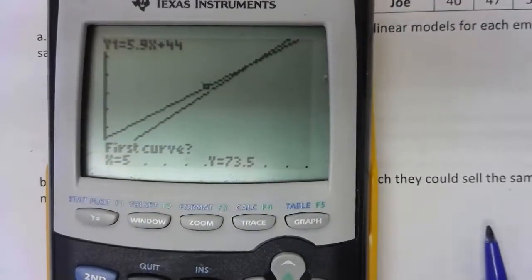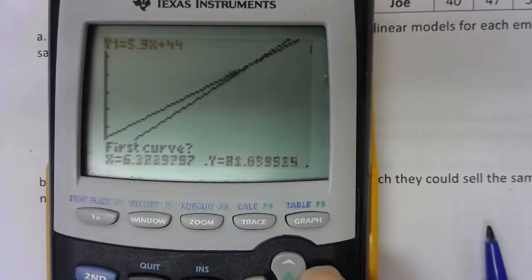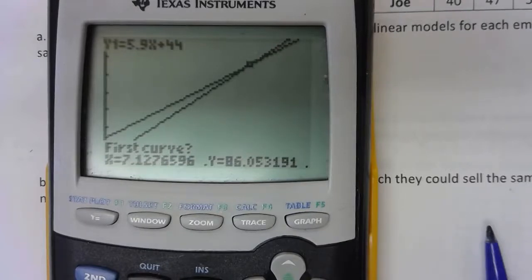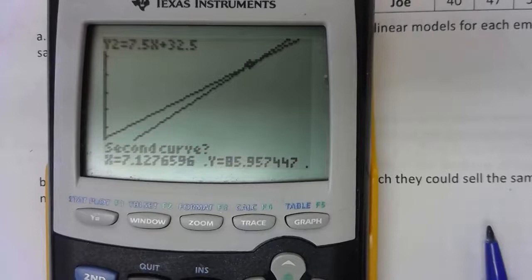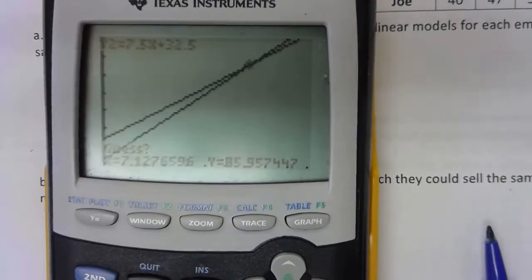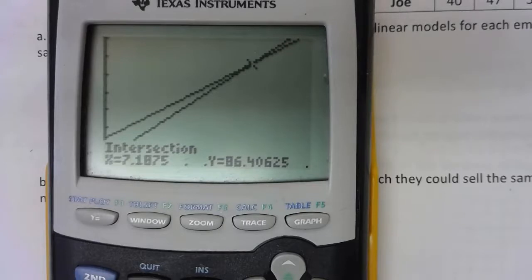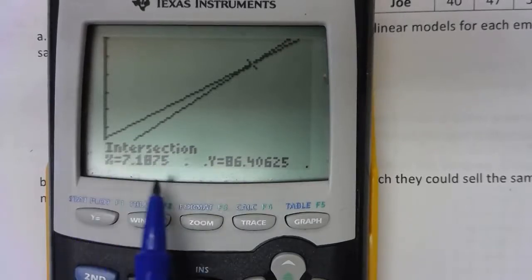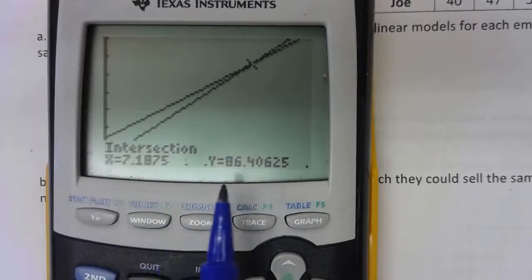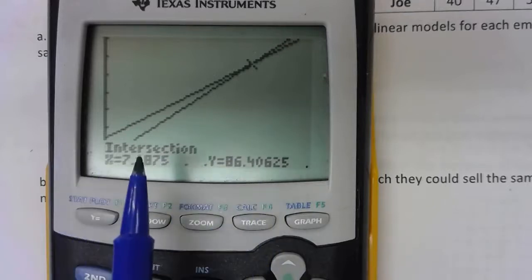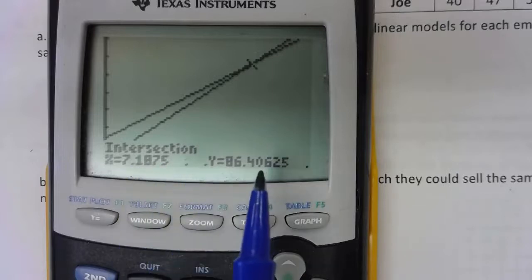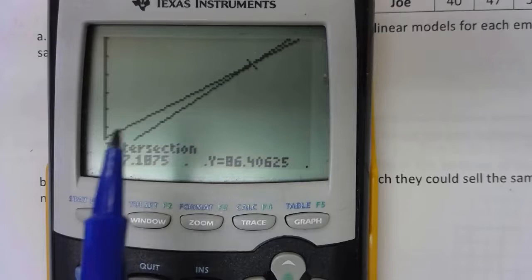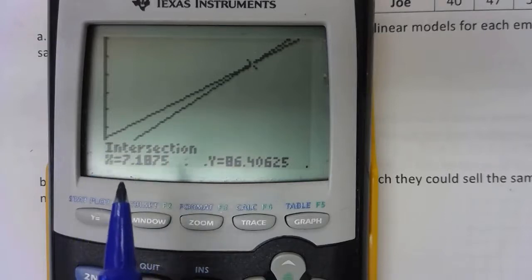Hit enter, or you can just press the 5 key on your calculator. We can move this close to where they intersect, but it really doesn't matter. You're going to hit enter once, enter twice, enter 3 times, and then what you're going to notice is it's going to give you the answer down here. So X represents weeks, Y represents shoes. So what it means is that during week 7, Ed and Joe will both sell 86 pairs of shoes.